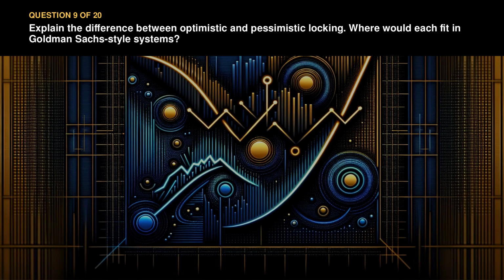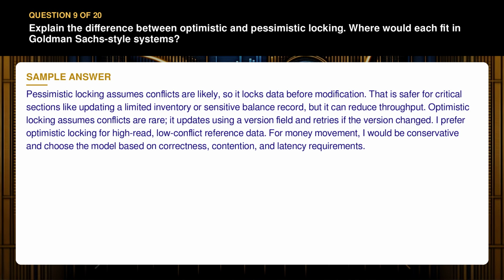Explain the difference between optimistic and pessimistic locking. Where would each fit in Goldman Sachs-style systems? Pessimistic locking assumes conflicts are likely, so it locks data before modification. That is safer for critical sections like updating a limited inventory or sensitive balance record, but it can reduce throughput.